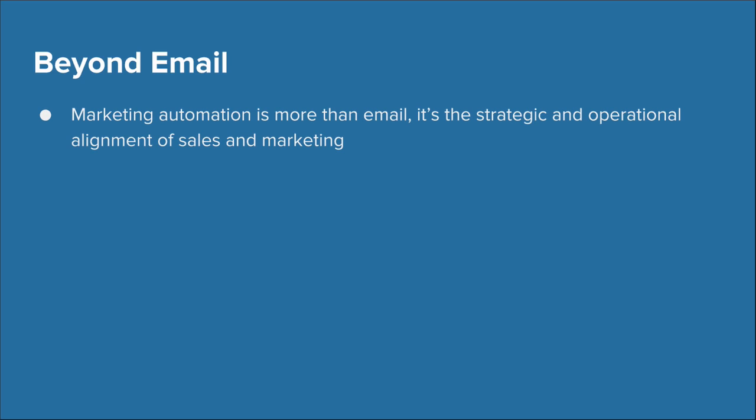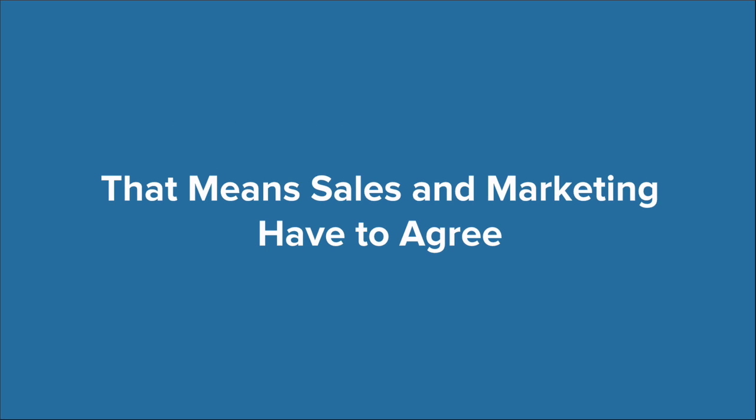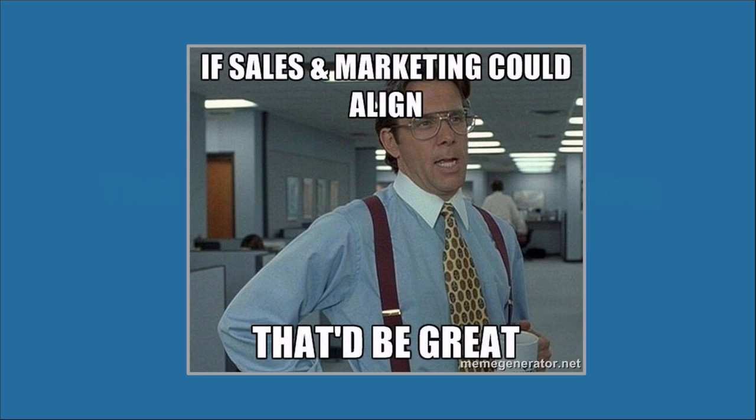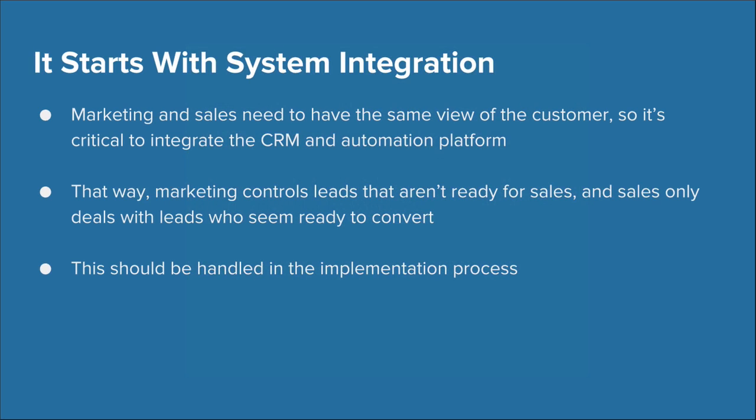So then, like I said, true full-blown marketing automation is more than email. It's a strategic and operational alignment of sales and marketing. And that means that marketing and sales have to agree, which may seem impossible, but it's not. You can make it happen. We're making it happen. It's a goal that everyone should be working towards. And it starts with system integration.